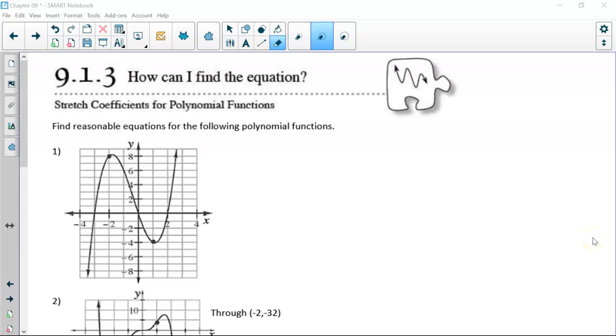Welcome to section 913. We're going to be talking about writing the equations of these polynomials. Now, we're going to find the exact equation of these polynomials. So these polynomials are going to be in the form of like y equals a times a binomial times a binomial times a binomial and so forth. What we're going to need to do is find a.